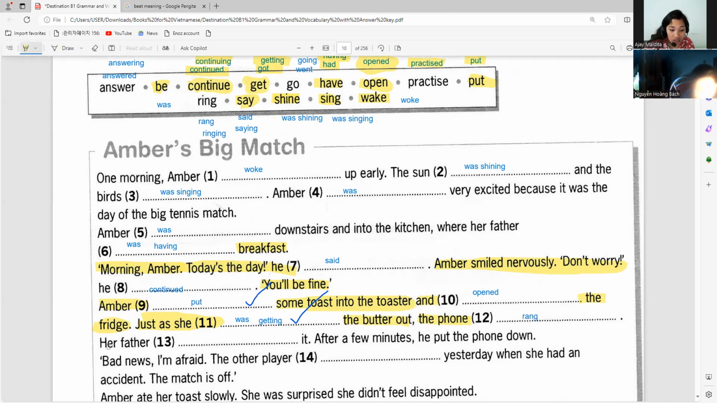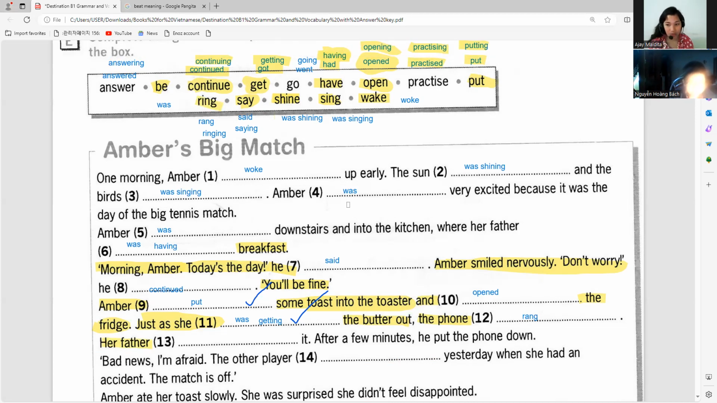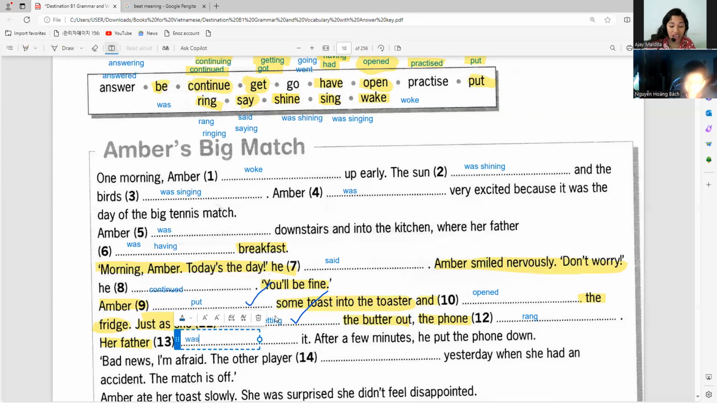Oh, look at this one. Her father... Oh, her father what? Oh, I will get the phone, right? Oh, the phone is ringing. So what will I do next? Oh, the phone is ringing. I will what? Her father is what? Was... Oh, you say answering. How to read? Answering. Yes, that's right. Okay, your answer is correct. Was answering. Yeah. Okay, next.